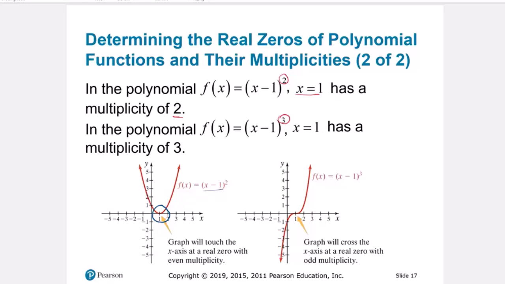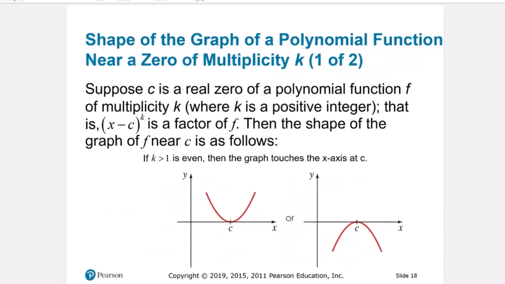If it's odd, it can cross. Notice here, if I made this graph really big and I made that circle really small, it would look like a straight line. Anytime you have odd multiplicity, it crosses. The graph will touch the x-axis with even multiplicity and cross the x-axis with odd multiplicity. And this is telling us why.